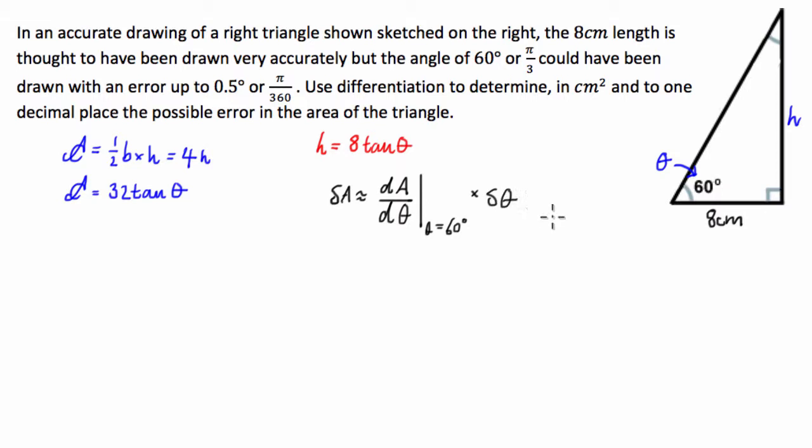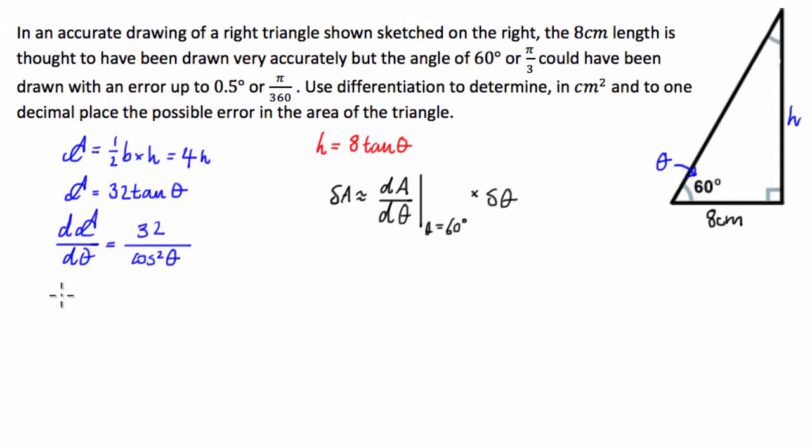times whatever the error is in our angle. So we're going to have to first of all find out the derivative of area with respect to theta. So we're going to take that back over here. We're going to have dA d theta, which is equal to 32 over cos squared theta.